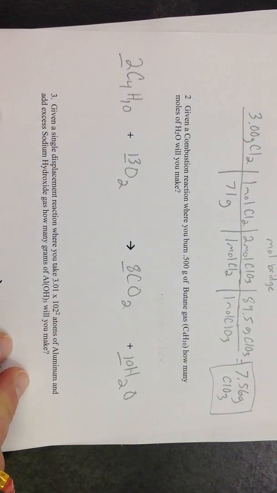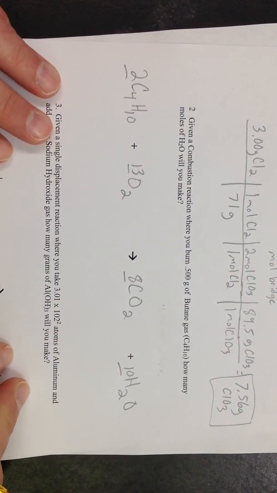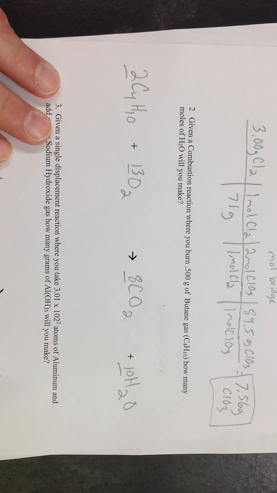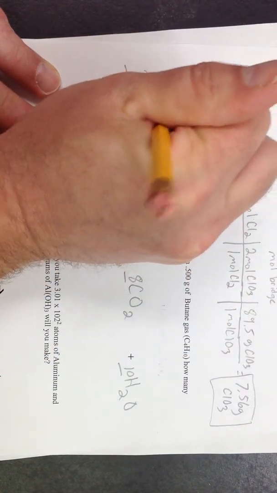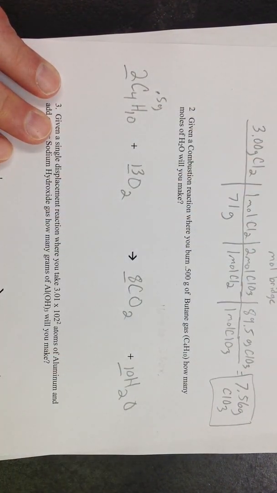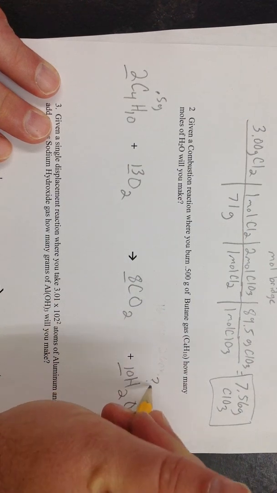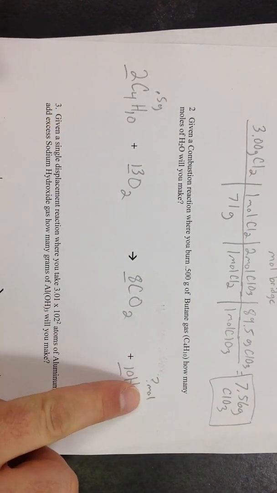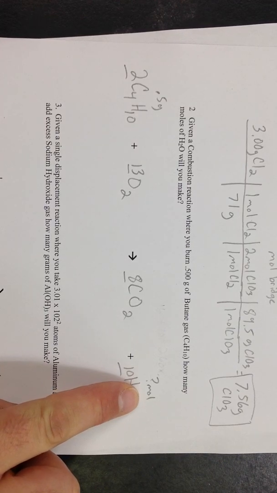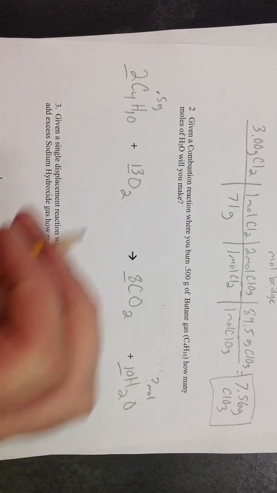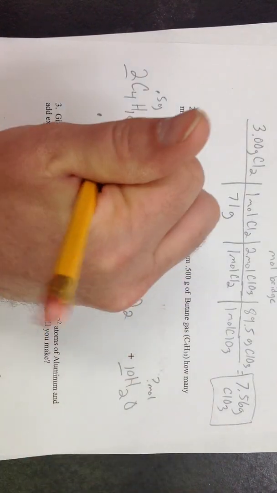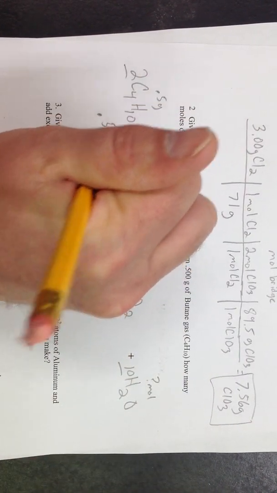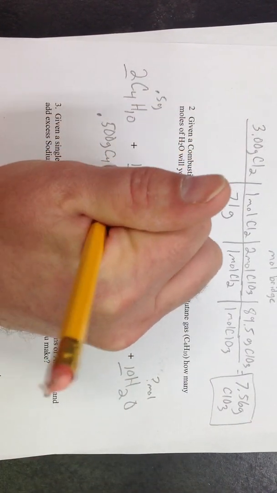Now we're ready for our map. What are we starting with here? 0.5 grams of butane gas. And what are we going to? Moles of H2O. Notice we're not at grams this time, we're at moles. So this would be a gram-mole stoichiometry problem. We're ready to go ahead and begin. We'll start our wonderful factor label.